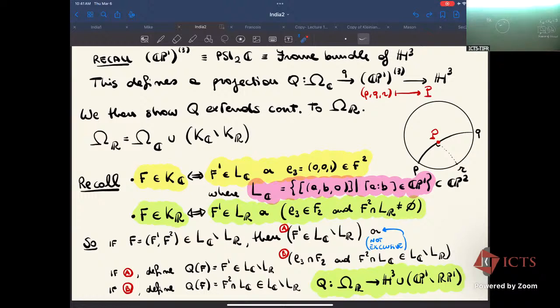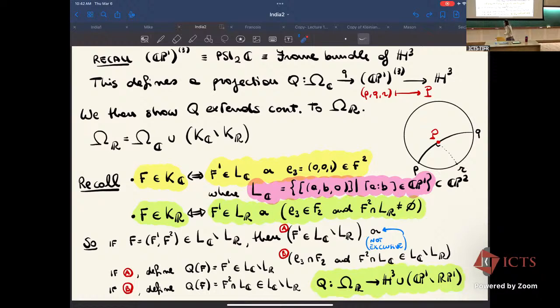What we in fact find is that this map extends. So triples in CP1 really correspond to the frame bundle of H3. And you have a natural projection into H3 just by sending a frame to its point. And what we do is that we can define the same thing, extending to the full domain of discontinuity. And then we really define this projection into H3 union CP1 minus RP1.